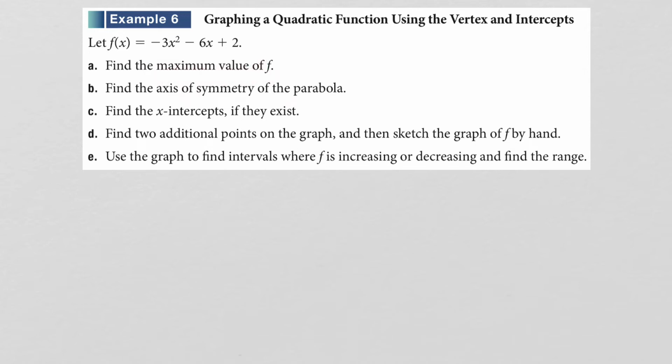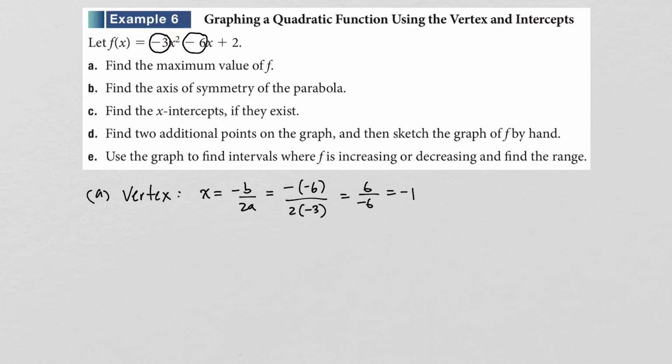So notice that you have a quadratic function. It's a parabola that opens down because a is -3. So it does make sense to find the maximum value of f. Basically, to do this, we need the vertex. To find the vertex, we know that x is equal to -b divided by 2 times a. b in this problem is -6, so we have -(-6) divided by 2 times a, which is -3, so that's 2 times -3. And this gives us 6 divided by -6, which is -1.